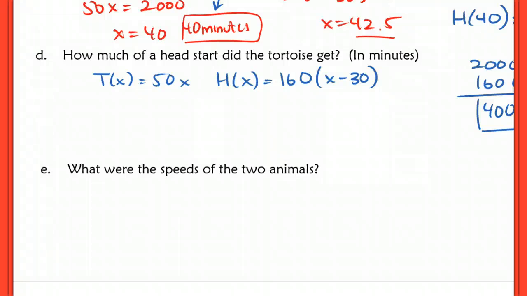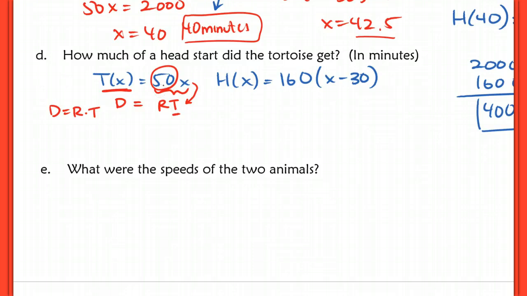Now, remember, we're just doing basic distance equals rate times time problems. You're running a race, you go a certain distance, and it's computed by taking your rate times the amount of time that you're running that race for. Now, the distance is t of x. So we have distance equals, and then this expression must be rate times time. Well, x, we know, is the number of minutes, so that is the time. That means this 50 here represents the rate. So the tortoise is going 50 feet per minute. That's the tortoise's speed. So I actually just answered part E here.